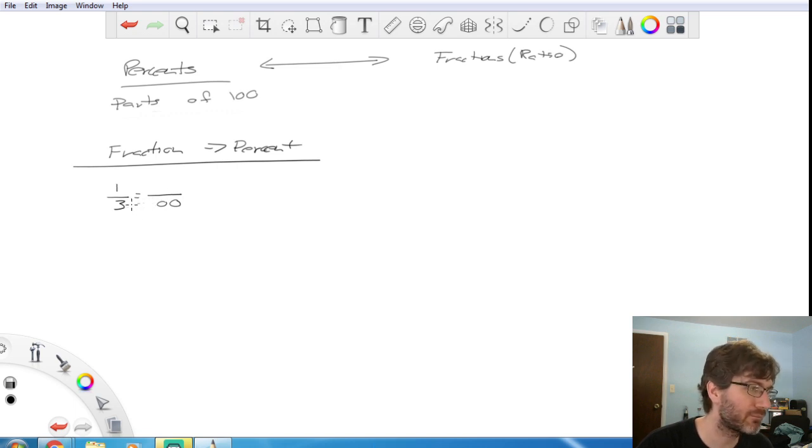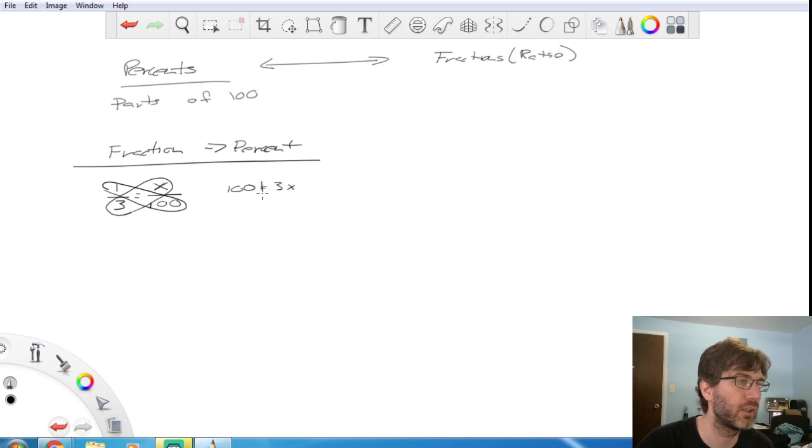But maybe you didn't know it, and you need to find this number. So I'm going to put an X for that number, and then you can solve it like you were doing your proportions from last chapter. In that case, you're going to do 1 times 100, which gives you 100, and 3 times X, which gives you 3X.